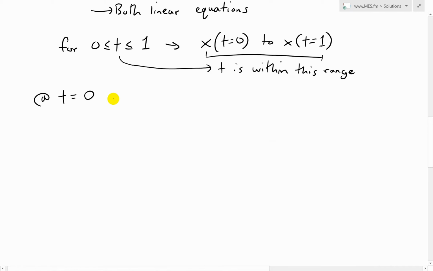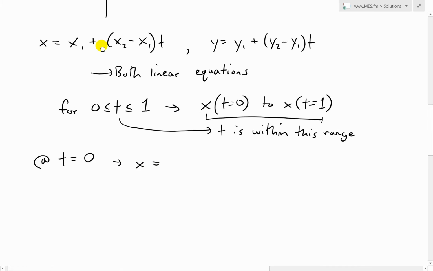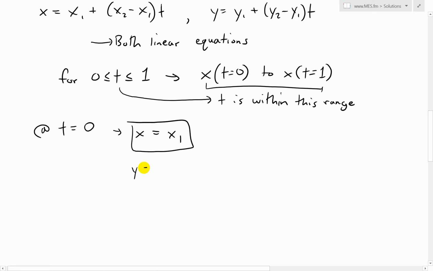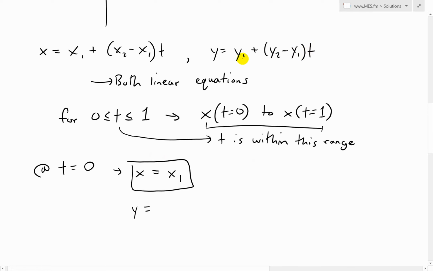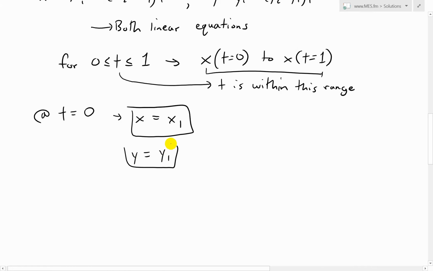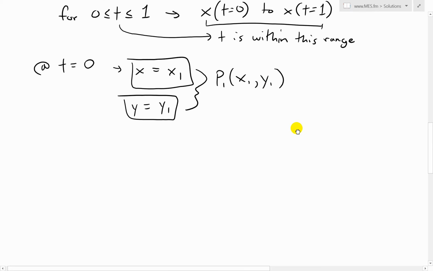So let's say at t equals 0, looking at the equation above, x is equal to x1, and then x2 minus x1 times 0 just vanishes. And y is going to be y1, since that term is 0 and vanishes. So this combines into our point P1, which has coordinates x1, y1. And then likewise, at t equal to 1, we have x is equal to x1.